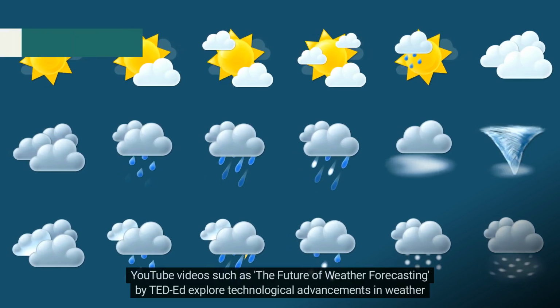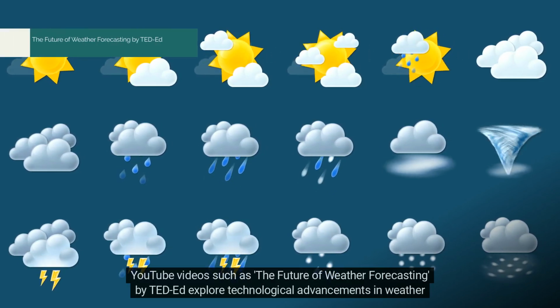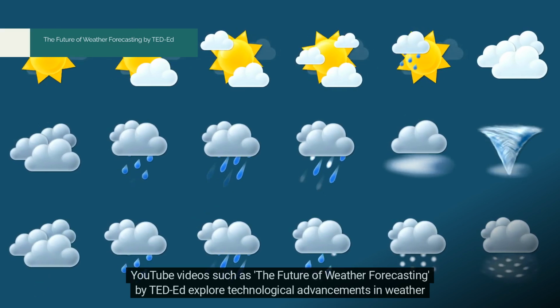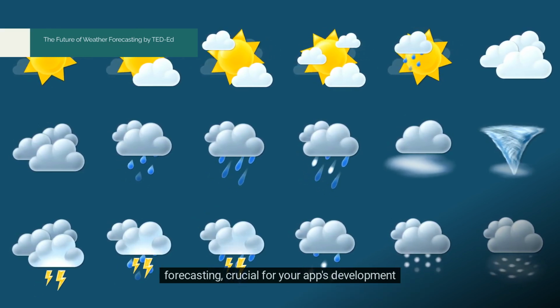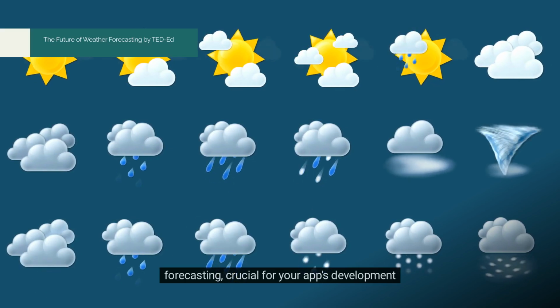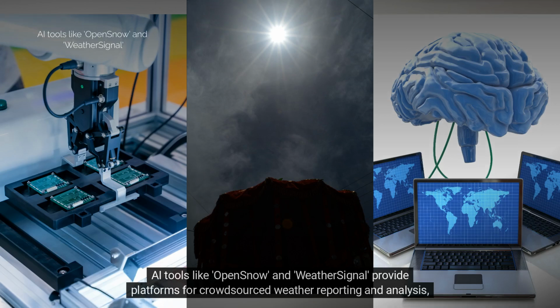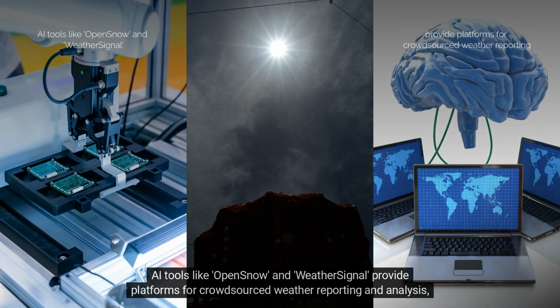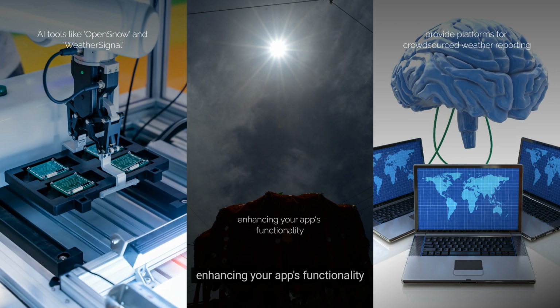YouTube videos such as The Future of Weather Forecasting by TED Ed explore technological advancements in weather forecasting, crucial for your app's development. AI tools like OpenSnow and WeatherSignal provide platforms for crowdsourced weather reporting and analysis, enhancing your app's functionality.